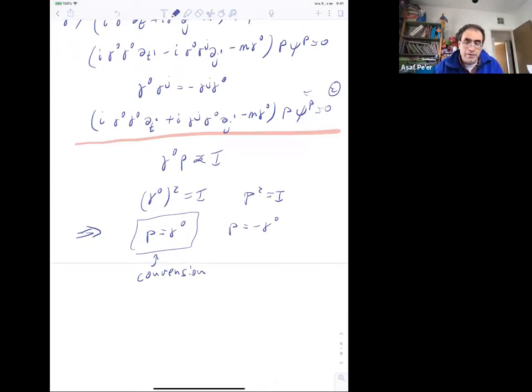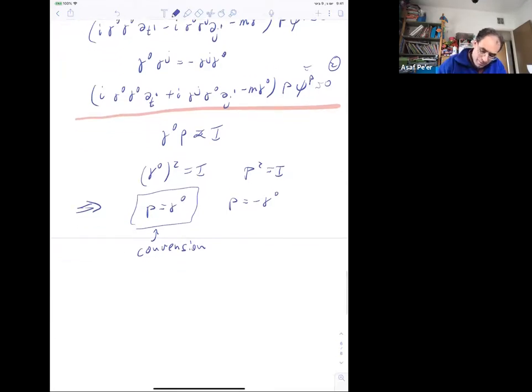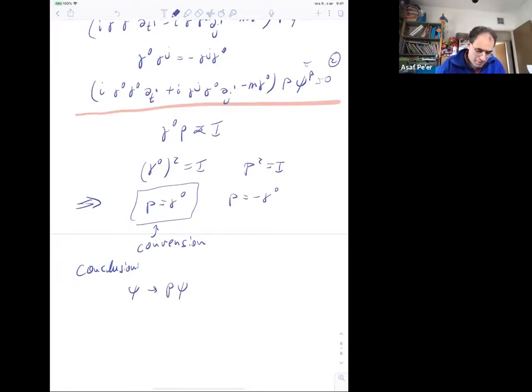Which means that under parity transformation, so conclusion, the form of the Dirac equation is unchanged, provided that the Dirac spinors transform as psi goes to P psi, which is gamma^0 psi. If this happens, then the Dirac equation is unchanged. It's not affected by this parity transformation.